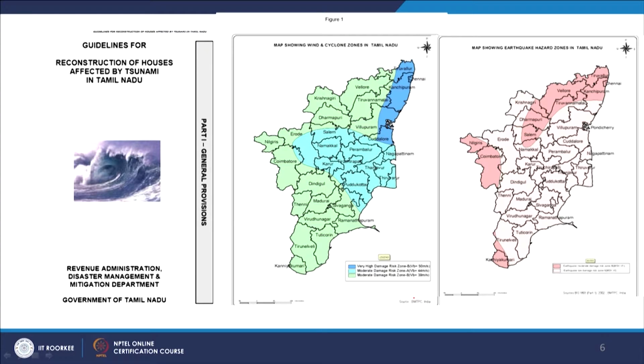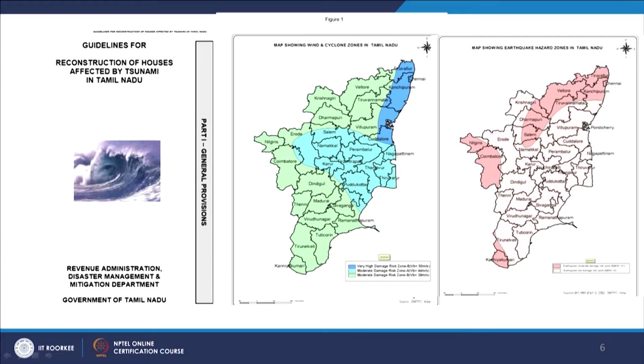So after the tsunami, the Government of Tamil Nadu, with the help of the Revenue Administration Disaster Management and Mitigation Department, also developed certain guidelines for reconstruction of houses affected by tsunami in Tamil Nadu. I'll show you a brief about what is there in the guidelines, and like that I'll keep discussing various guidelines.